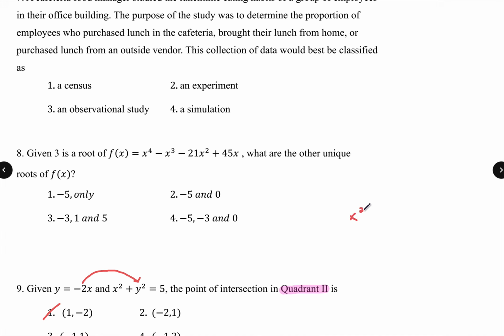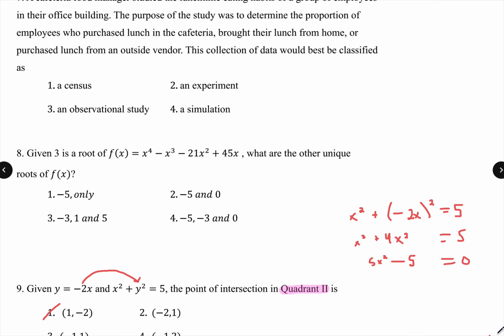x squared plus (-2x) squared equals 5. I think this is the easiest way to do this. This becomes x squared plus 4x squared equals 5. And if I want to solve this, I want to subtract the 5, add these like terms. I'm left with 5x squared minus 5 equals 0.